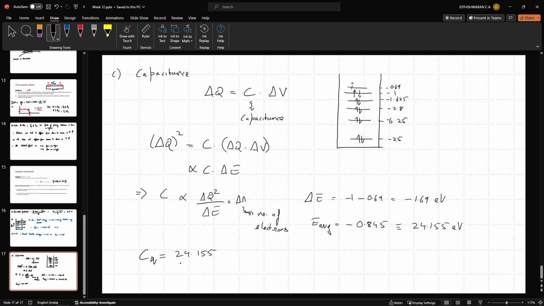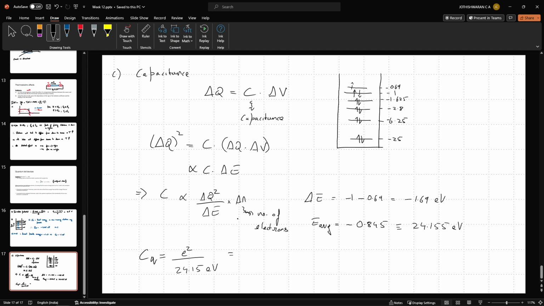divided by... I'm sorry, it is q squared, there are 2 electrons. Now that 2 factor has arrived here already. So all I have to do is take q squared. So that is essentially e squared divided by 24.155 eV.